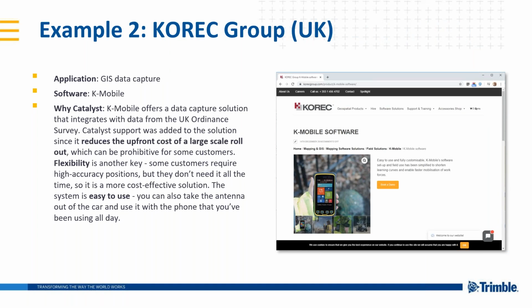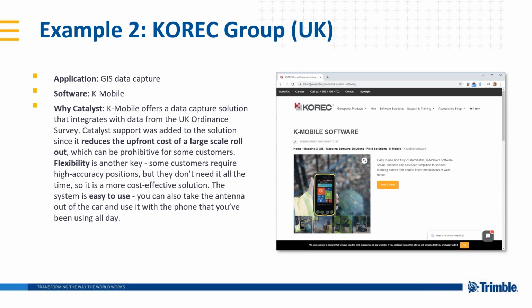So the second example here comes from the UK, and this is a slightly different example. It comes from a company called Corec, who is a Trimble distribution partner in the UK. So this example is looking at the technology through the eyes of a developer. So they developed the software called K-Mobile, and they have integrated support for Catalyst into their solution that they offer into the market. And why is Catalyst interesting for them to integrate? There's a couple of reasons, and I've highlighted them here as well.